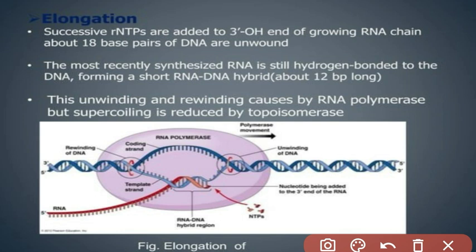As elongation proceeds, the DNA is continuously unwound ahead of the core enzyme and rewinds behind the core enzyme.